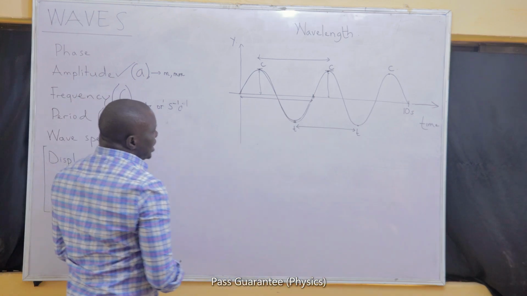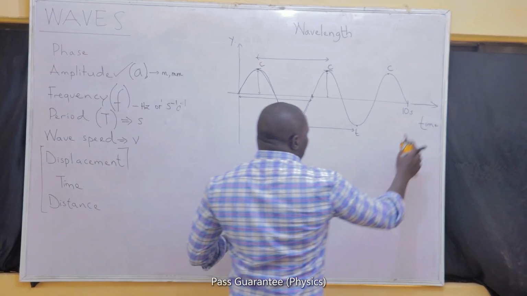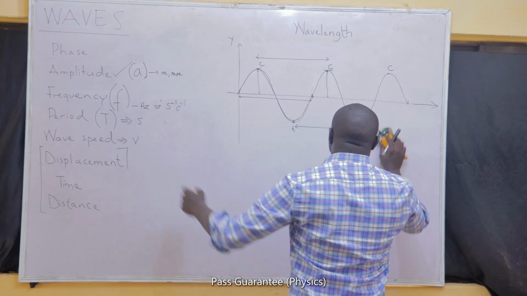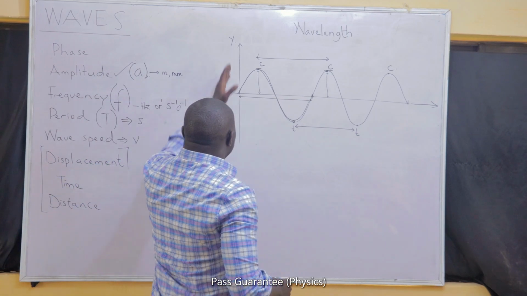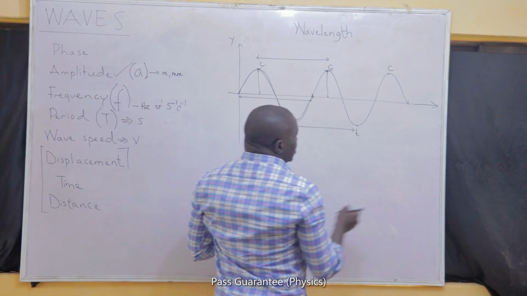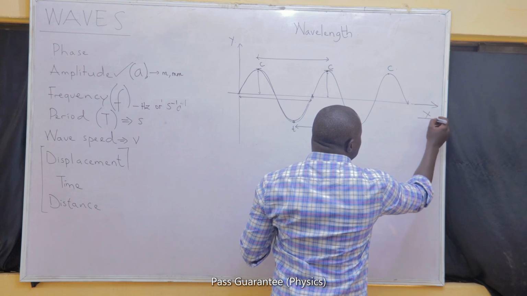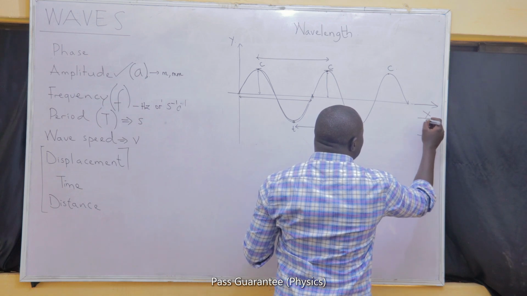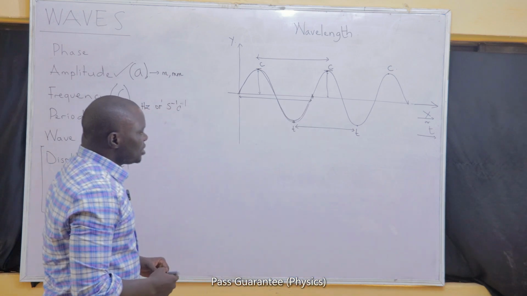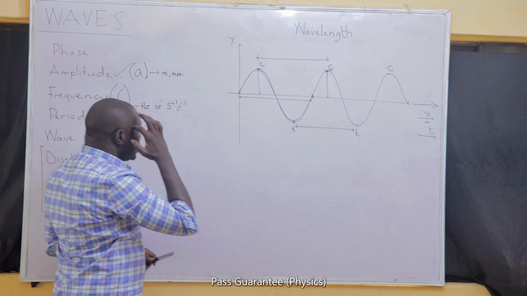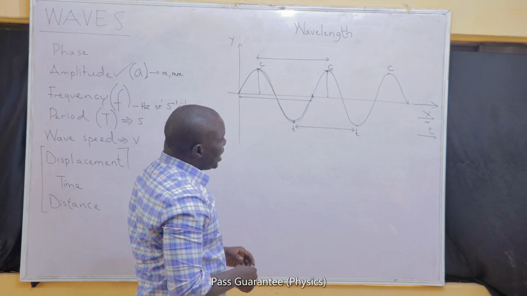Now, we have seen that a wave can be described with any of these quantities. I told you that we can plot the displacement of the particle with the time on one axis, or the distance on this other axis, while the displacement is on the y-axis.